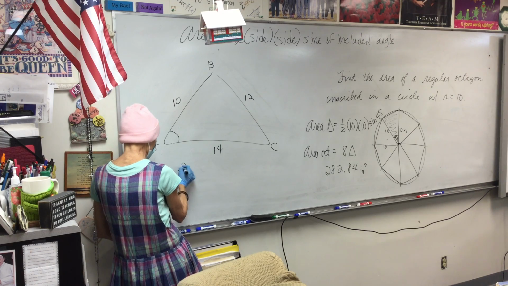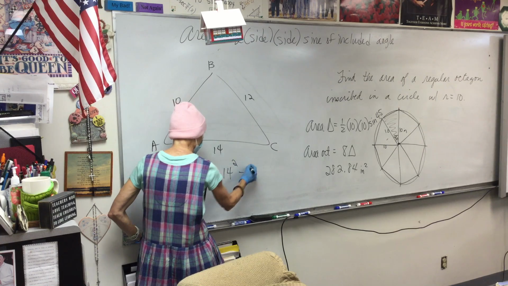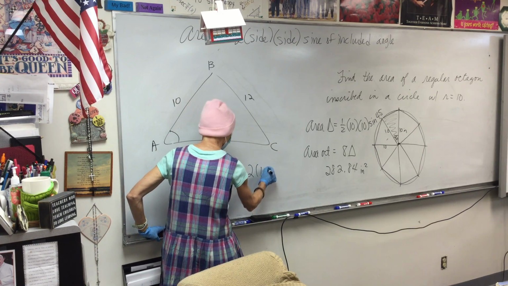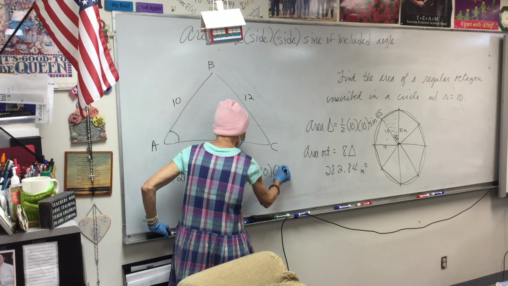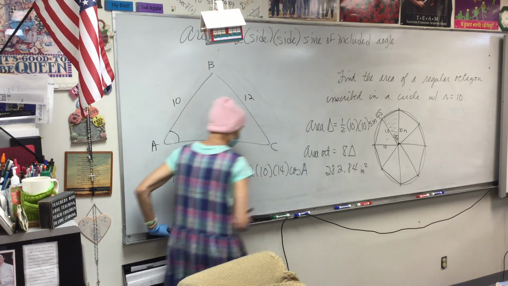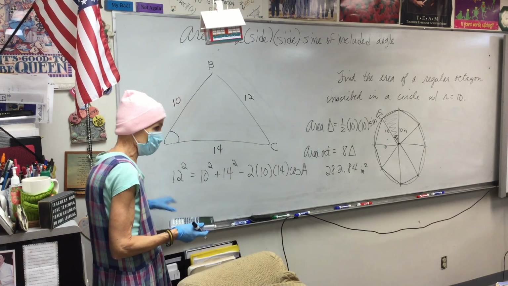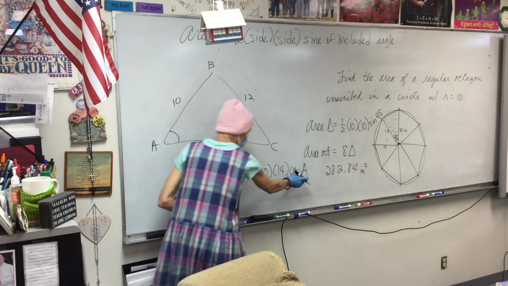12 squared equals 10 squared plus 14 squared minus 2 times 10 times 14 cosine A. Now, this is one that you might want to do in pieces because your variable is over here.